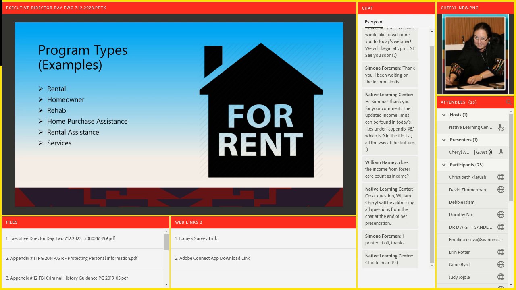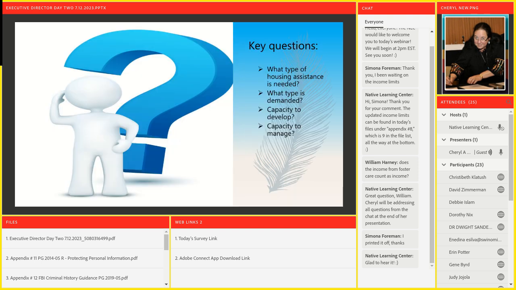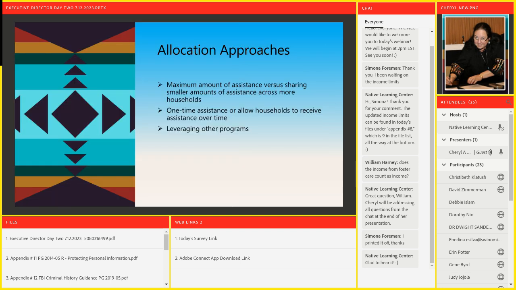Your program types: rental, homeowner, rehab, housing purchase assistance, rental assistance, and services. So your key questions are: what type of housing assistance is needed? What type is demanded? Do I have the capacity to develop that? And do we have the capacity to manage that?